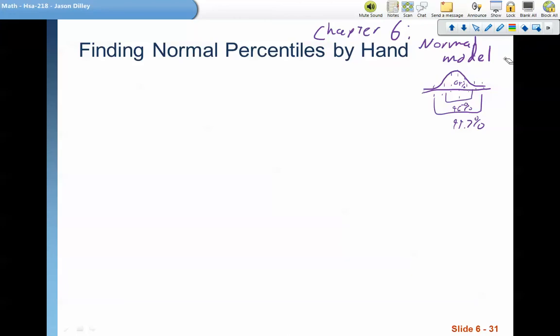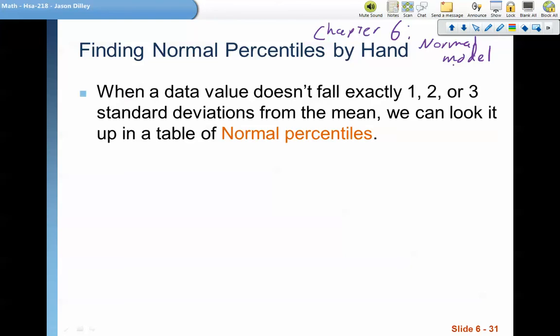However, that's not how the world works. The world never works exactly 1 standard deviation, right? That is a very rare occurrence, in fact. So we need to be able to look at how to find these percentiles when it's not a perfect thing, okay? So when it doesn't fall exactly as 1, 2, or 3 standard deviations from the mean, we can look it up on the table of normal percentiles.